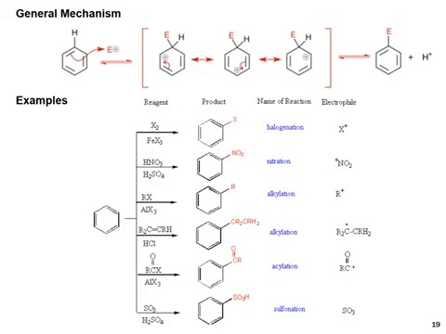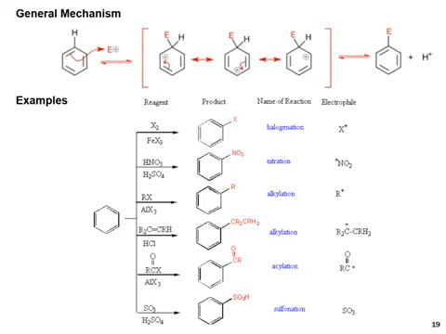First of all, the aromatic double bond attacks the electrophile, then it is resonance stabilized, and finally hydrogen is removed and the electrophile is introduced on the ring. These are a few examples of the aromatic electrophilic substitution reaction.